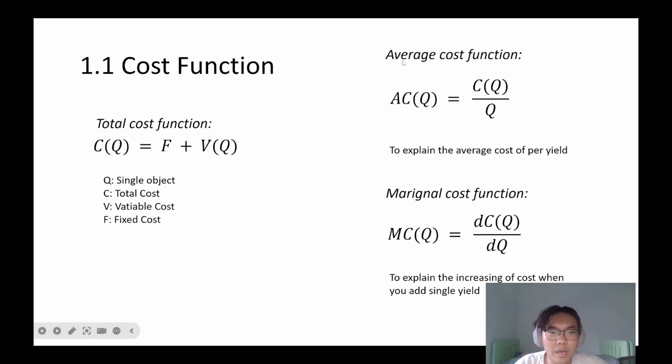And then there is the average cost function. That means the average cost per unit. Then the marginal cost function is the derivative of the total cost function, which means the increase in cost when you add a single unit.